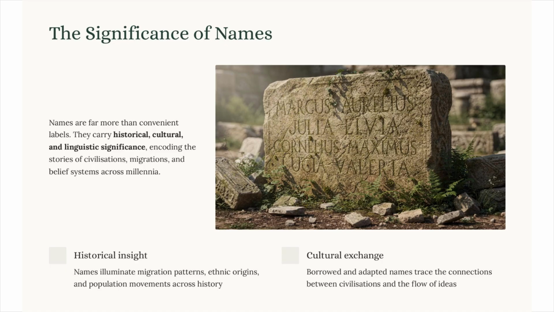At the same time, names reveal cultural exchange. Borrowed and adapted names show how civilizations interacted and how ideas moved from one society to another. Because of this, names function almost like living records of human contact and development. Studying names allows us to see how language preserves memory and how culture is transmitted through naming practices.